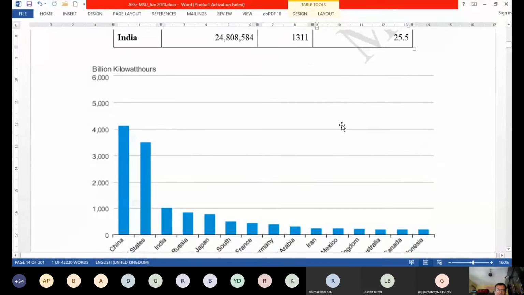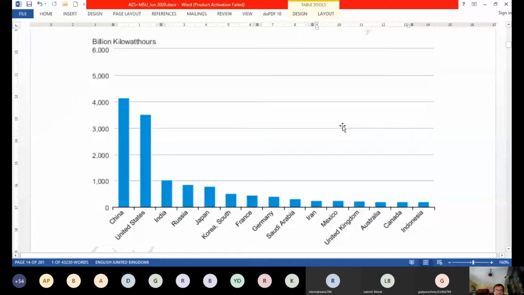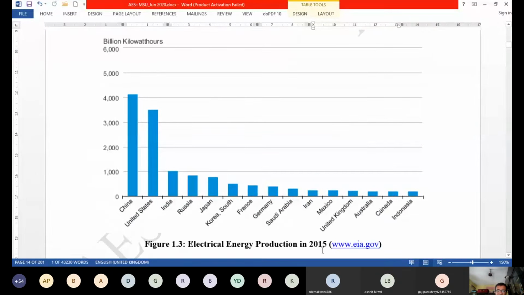Okay. Now, if you think about electrical power consumption, if you take the scenario of 2015, this is in billion kilowatt hours, right? You know that the unit of electrical power, most of the time, is kilowatt hour, 1 kilowatt hour. And again, this is 2015 data. So China is highest, followed by the United States, and then India, and then Russia.